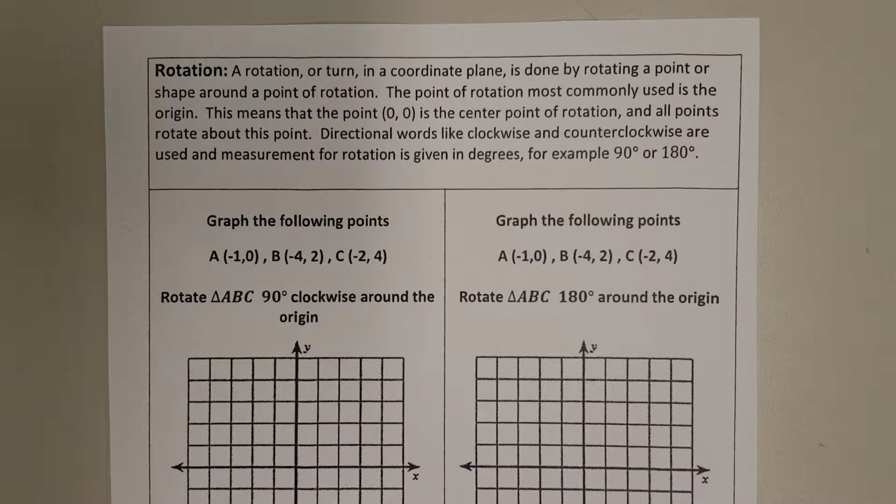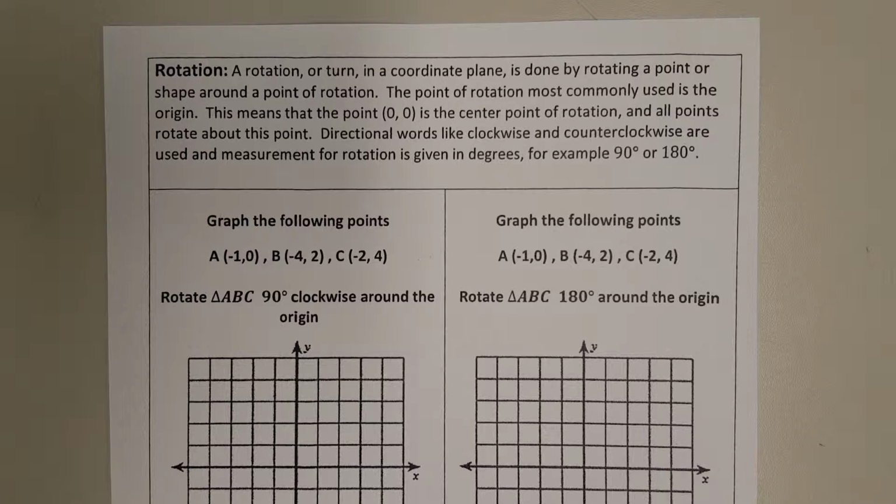A rotation or turn in a coordinate plane is done by rotating a point or shape around a point of rotation. The point of rotation most commonly used is the origin, and we should know this word origin from first semester when we talked about proportional and non-proportional, but if you don't remember, an origin is the point 0, 0, and it's the center point of rotation, and all points rotate around that point. So they should all be equidistant from 0, 0, so all the same distance from 0, 0.